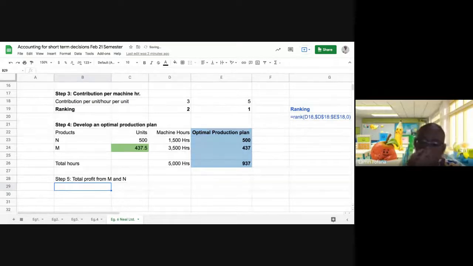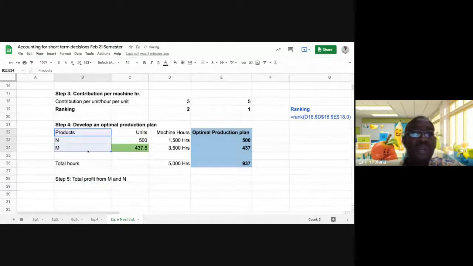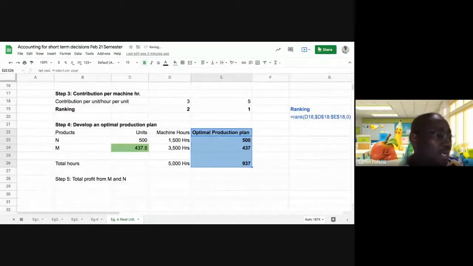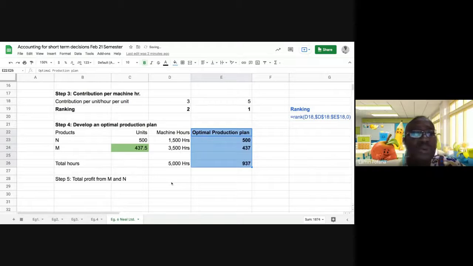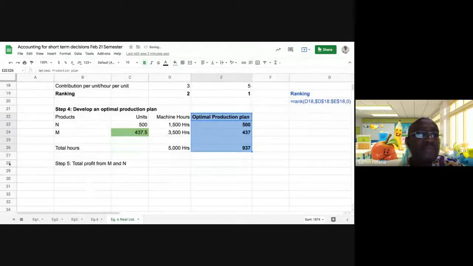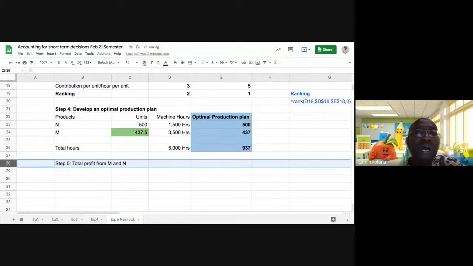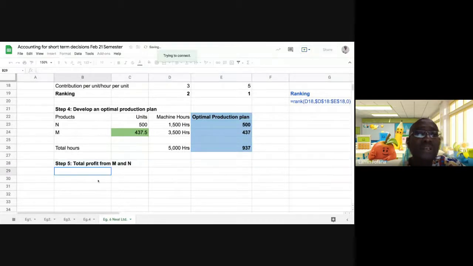Okay, anyway, let's proceed. So what we're going to do is produce this column, the products, the optimal production plan, and then we calculate our contribution for each of them. Our contribution per unit and our total contribution, and we less our profit. So, step 5, we calculate our total profit as per our optimal production plan.